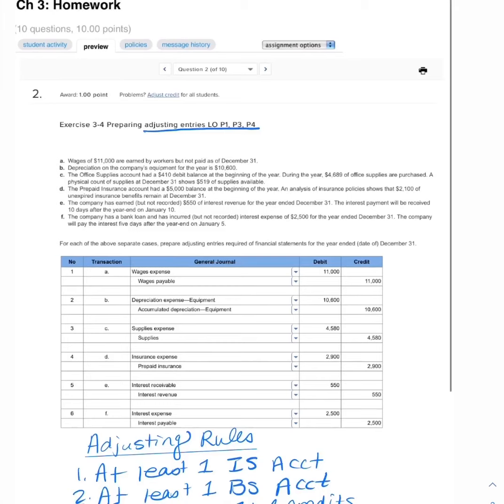So let's go through these, see if we can figure out how to record these journal entries.